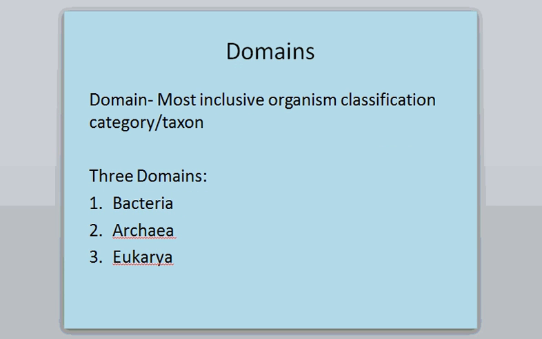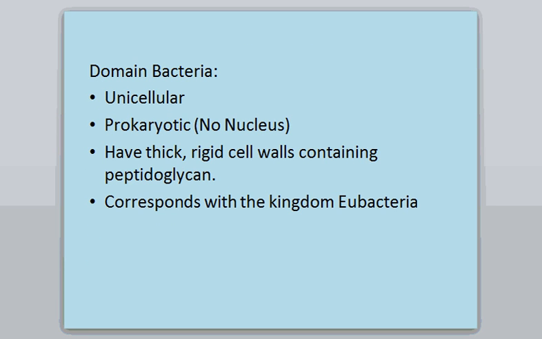Domains. Domains are the most inclusive organism classification. There are 3 domains: bacteria, archaea, and eukarya. We fall under eukarya. We are eukaryotic. We have eukaryotic cells, so we fall under the eukarya. Domain bacteria. Organisms that fall under the bacteria domain are unicellular. They're prokaryotic. They have no nucleus. They have a thick, rigid cell wall containing peptidoglycan, and they correspond with the kingdom Eubacteria.